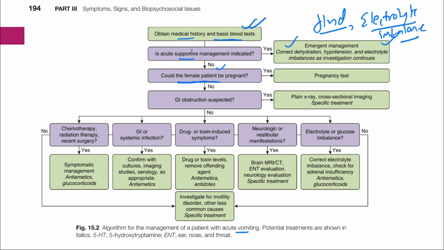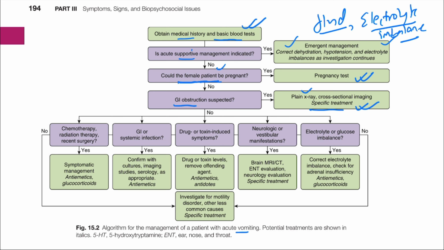After that, if you do not think the patient needs acute supportive management, then if the patient is female, always rule out pregnancy. If the patient is not female, or you have ruled out pregnancy, then if you think the patient is having GI obstruction, immediately send for a plain X-ray. Cross-sectional imaging is also important sometimes, to find out the specific cause of the obstruction. If the patient has obstruction, then you have to give specific treatment for the obstruction.